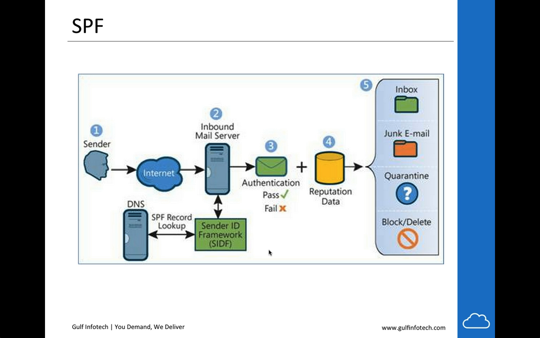The recipient's server checks the DNS zone files of gulfinfotech.com to see if there is an SPF record which states this IP address as authentic. If yes, it allows the mail into the mailbox, moving it into the inbox if the SPF check has passed. Otherwise, it would route it to junk mail or quarantine, or the mail would be blocked or deleted. So that is SPF records.